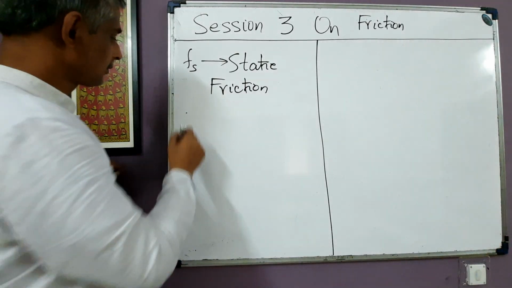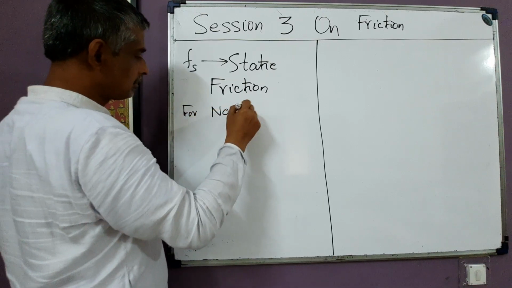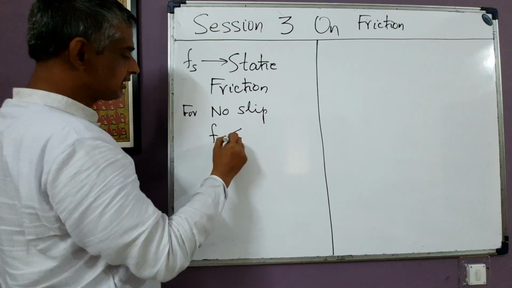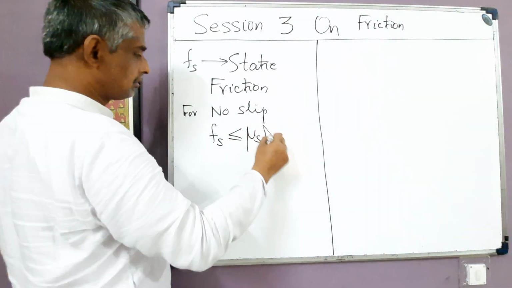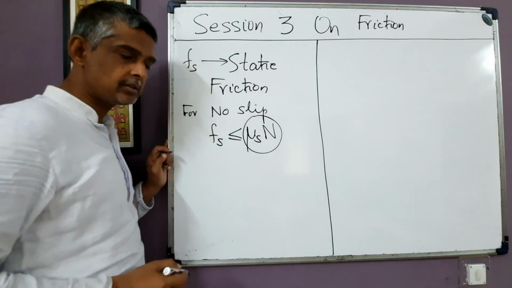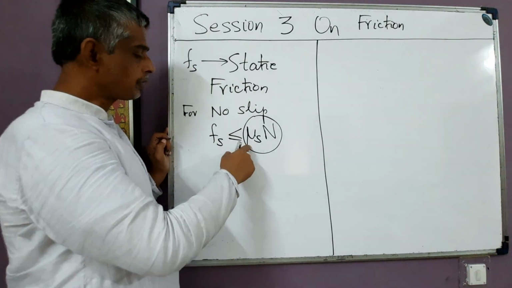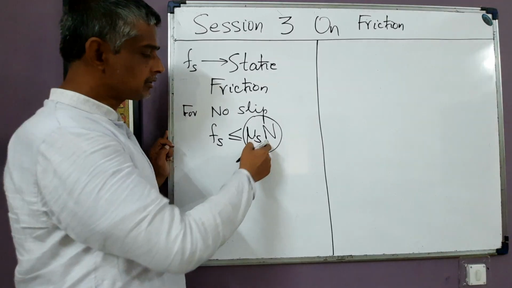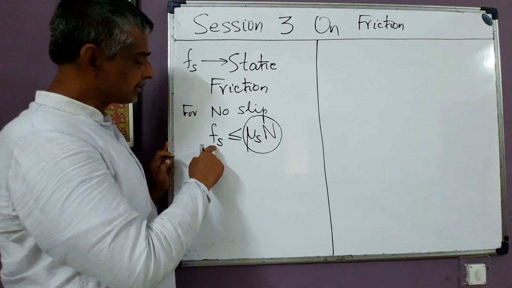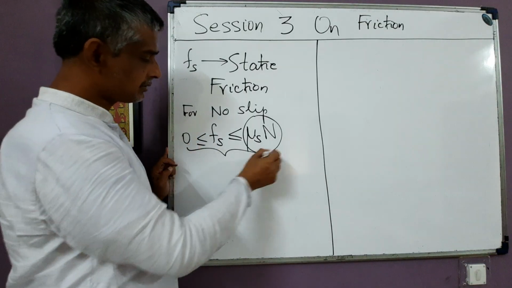So for no slip, Fs is less than or equal to mu S N. This is called the maximum force of limiting friction. Mu s is called the coefficient of static friction. N is the normal contact force between the two surfaces in contact. Fs is the magnitude of static friction that lies between these limits.